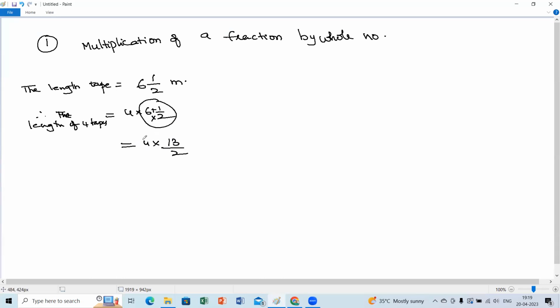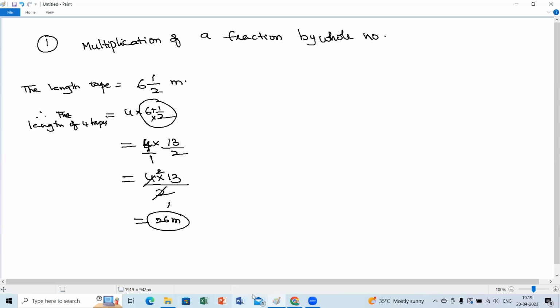Now this whole number belongs to the numerator only, children. Please remember, whenever you multiply a whole number with a fraction, that whole number should belong to the numerator, and if nothing is there you can make it 1, so there is no confusion whether it belongs to numerator or denominator. So 2 ones are 2, 2 twos are 4, so 2 into 13 is 26 meters. The length of 4 tapes is equal to 26 meters.